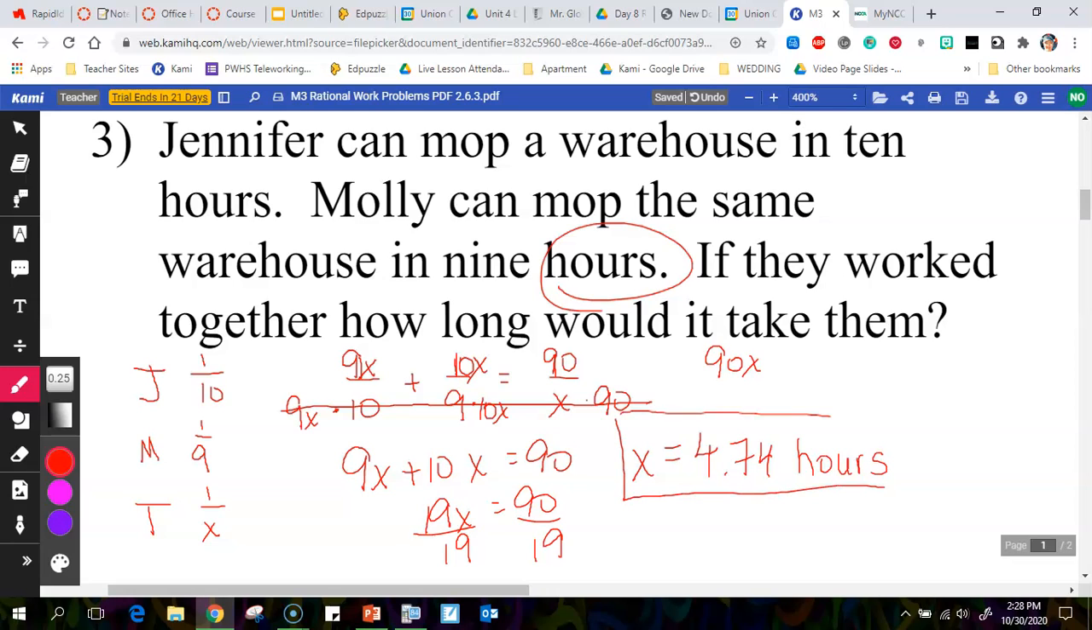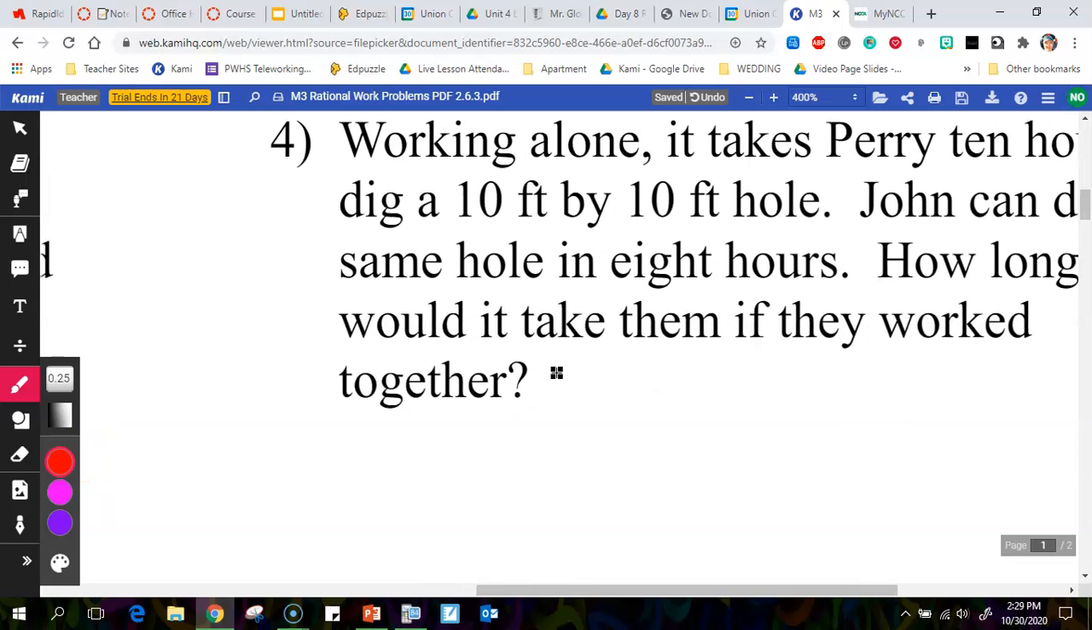So together, and that kind of makes sense. Think about it. If it takes one of them 10 hours and the other one 9 hours, how long does it take them together? Of course, it's going to be less hours than it took one of them. 4.74. It's not even an average of the two. It's not anything like that. So that's number 3. Let's look at number 4.